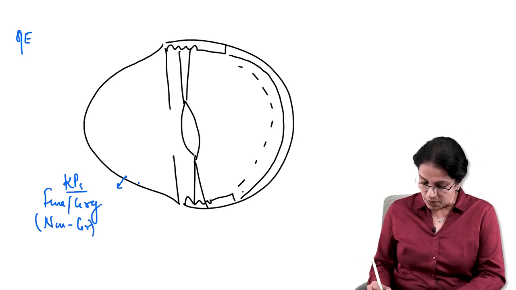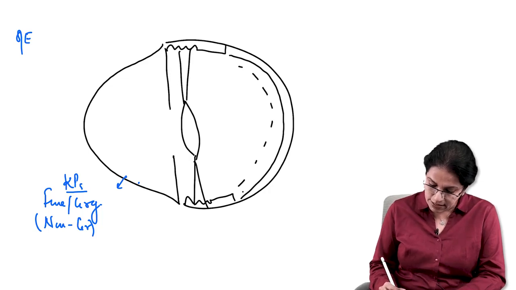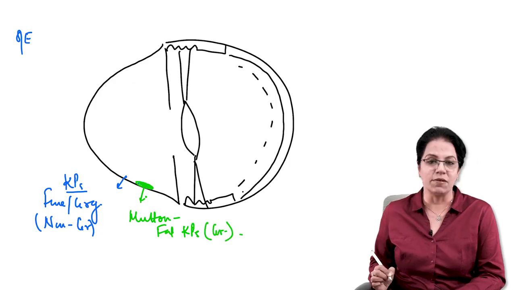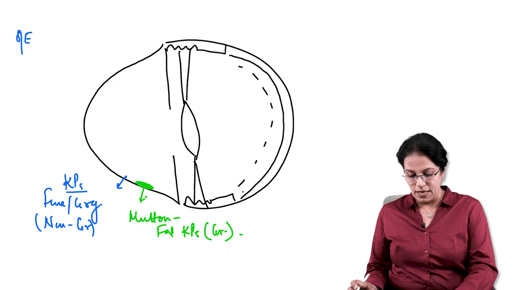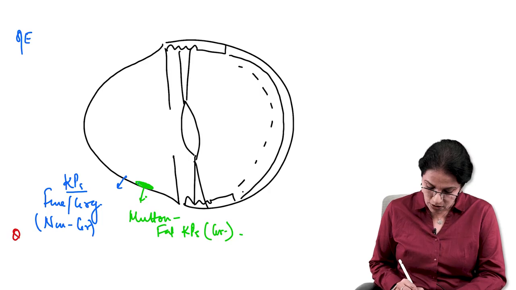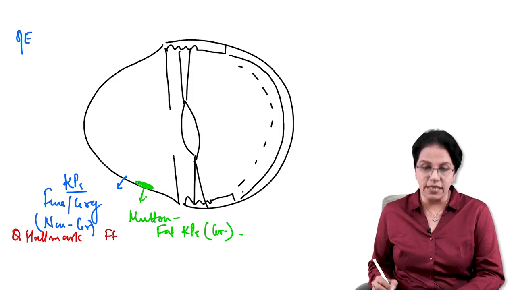What happens in granulomatous? In granulomatous, what we get is large KPs with greasy look, and this is what is called mutton fat KPs. So when you say mutton fat KPs, we are talking about granulomatous inflammation, right? That is the hallmark. Don't forget, this is an exam question. It is a hallmark feature of anterior uveitis, right? We next talk about what is the next feature.